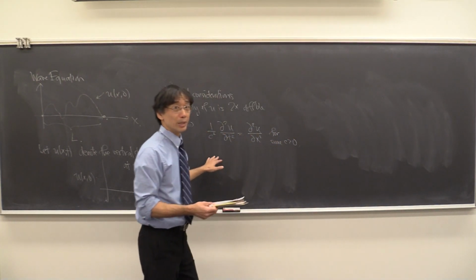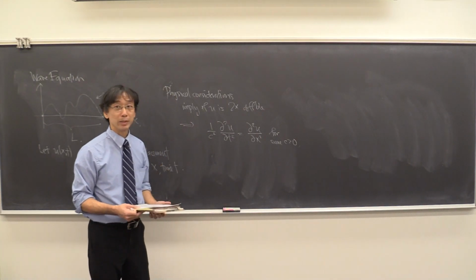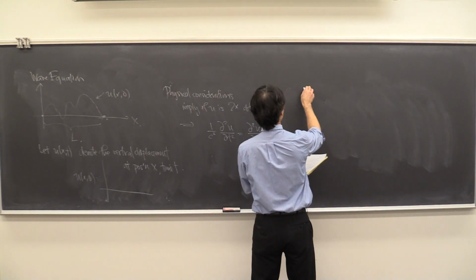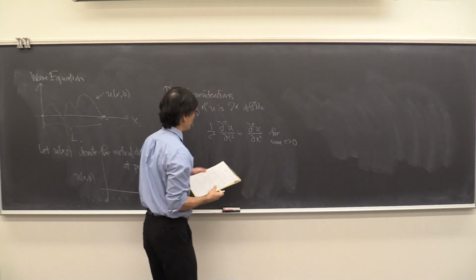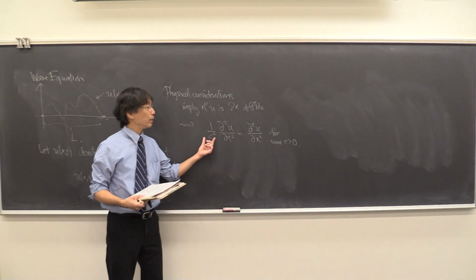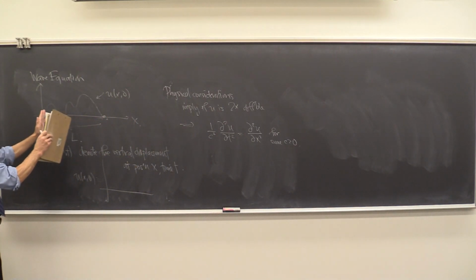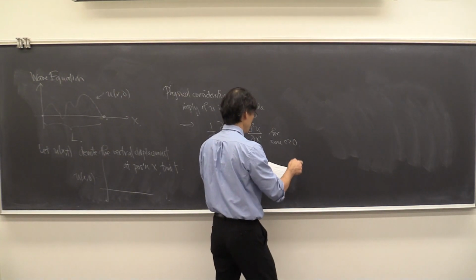Okay, so the first thing we're going to do is simplify the equation by scaling the coordinates. We basically want to get rid of this 1 over c squared, and we also want to scale the string so that it's of length pi. So we'll do some rescaling.